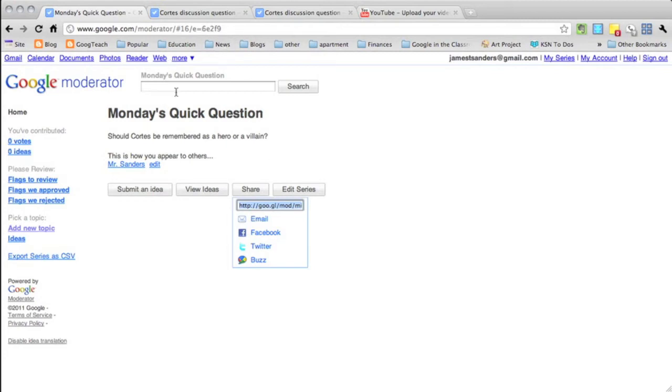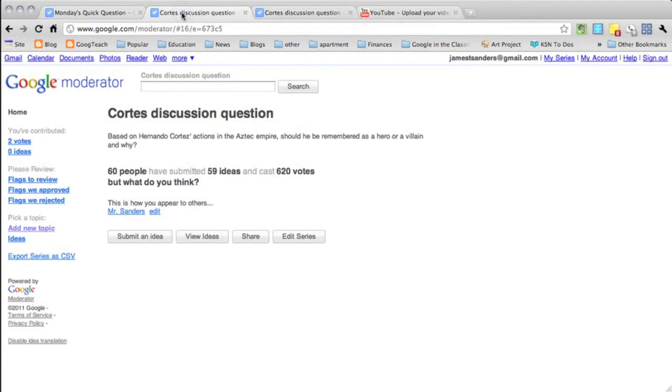Let's take a look at some examples of how we've used it. Last week, the quick question was, should Cortez be remembered as a hero or a villain? 60 people submitted 59 ideas, and there were 620 votes on them. What the votes actually represent is a student going in, reading one of their teammates' ideas, and voting on whether or not they liked it. So let's take a look at some of the ideas.